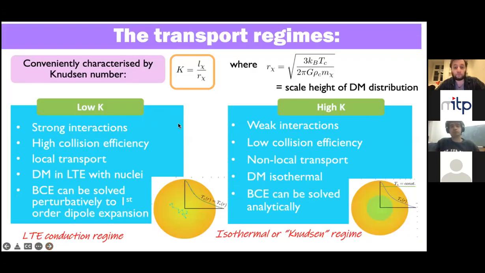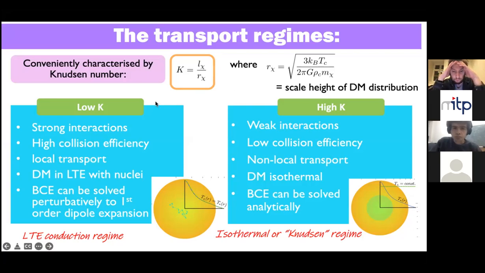So in order to be able to do this, one way of thinking about it is to think about how dark matter actually behaves. It turns out that dark matter energy transport is broadly divided into 2 regimes. It is conventionally described by the so-called Knudsen number, which is just the ratio of your mean free path, which is inversely proportional to your cross-section, and this parameter r chi, which is the approximate scale height of the dark matter distribution inside your star.